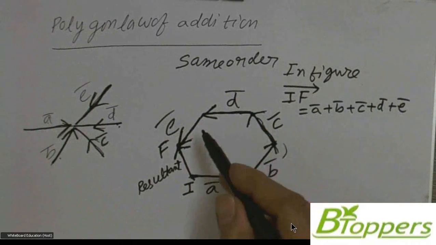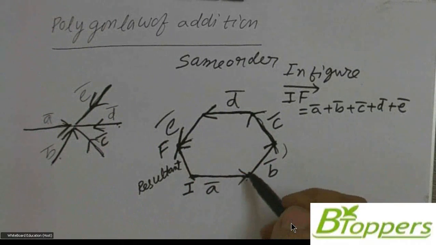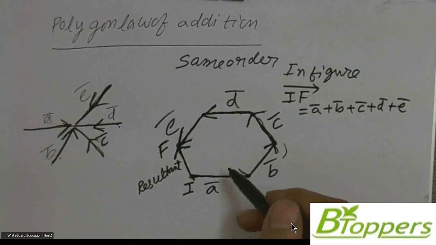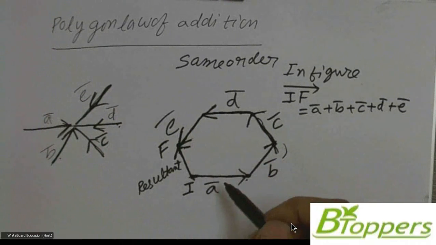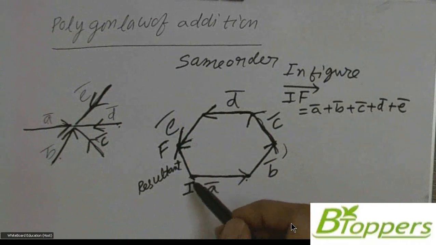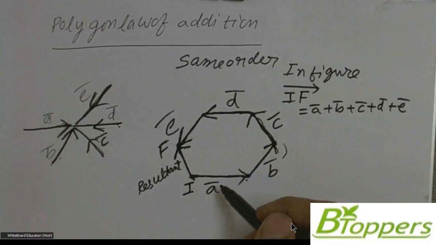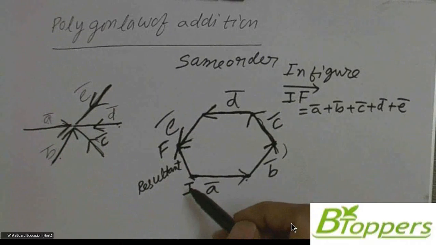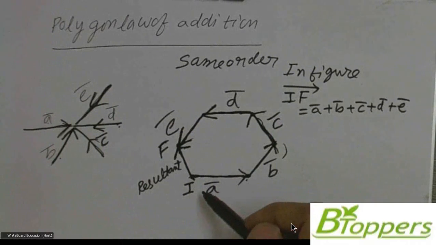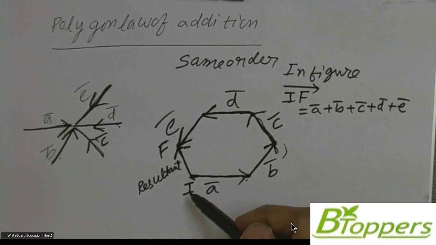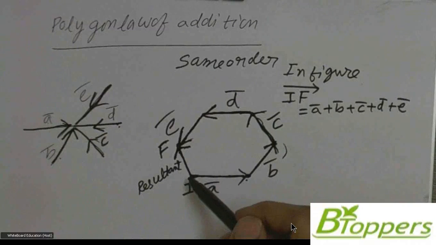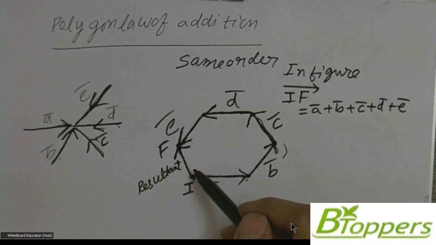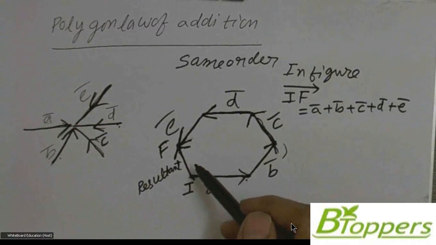So in general, if a number of coplanar vectors can be graphically represented along the sides of an incomplete polygon, all taken in the same order, then the closing side of the polygon taken in the reversed order represents their vector sum or resultant, both in magnitude and direction.